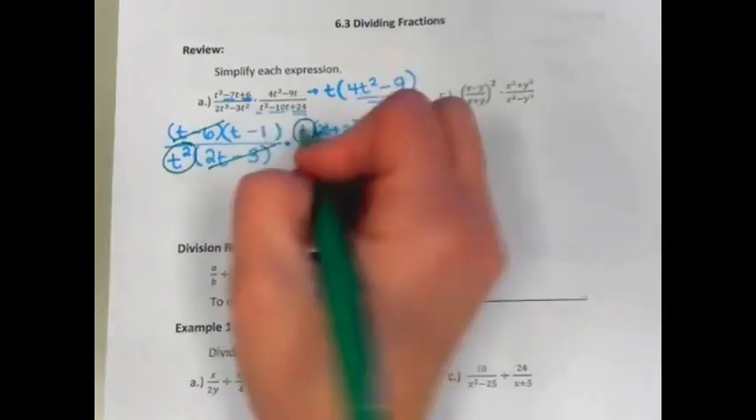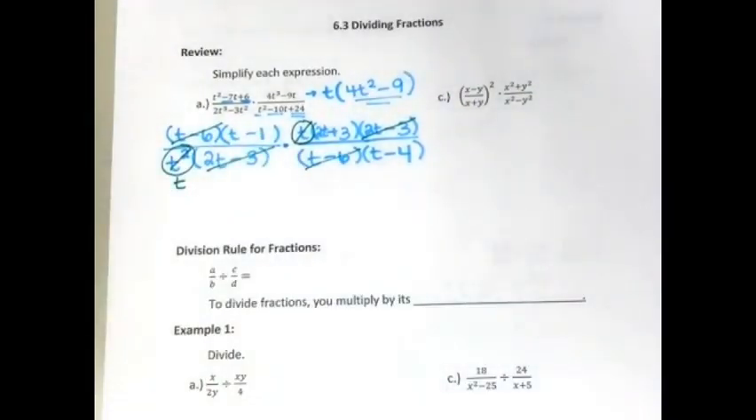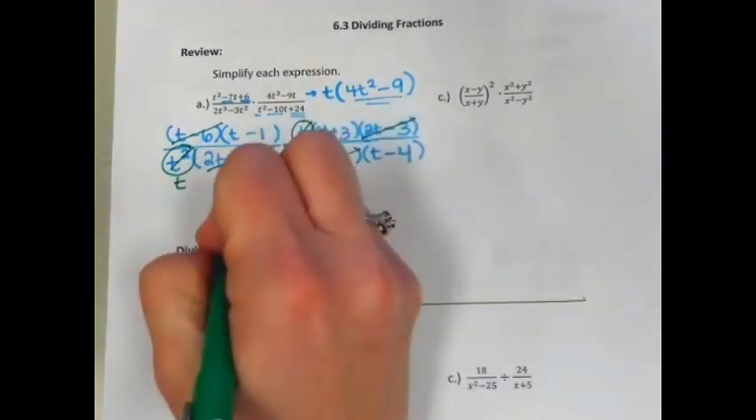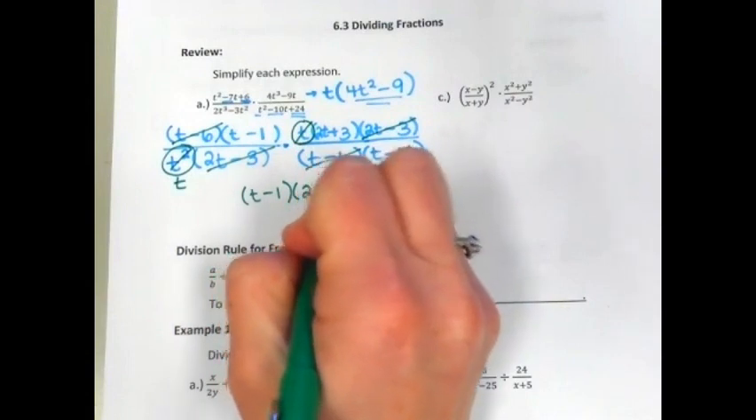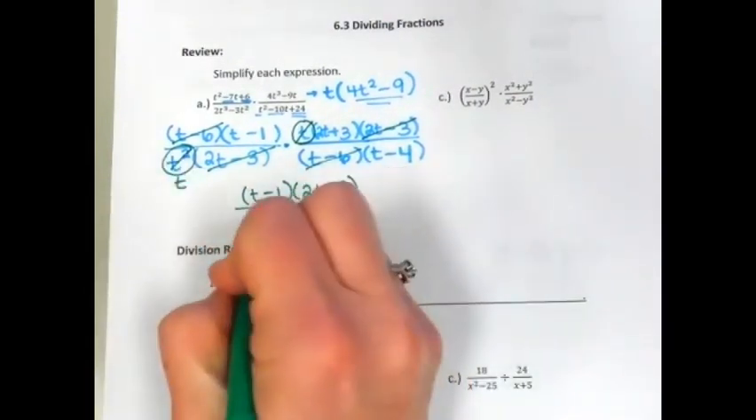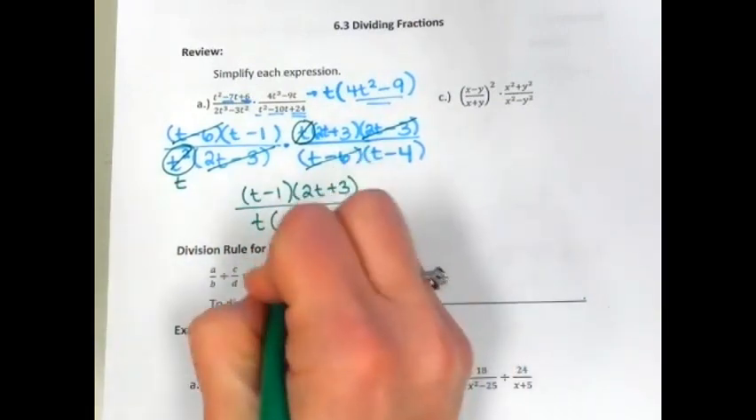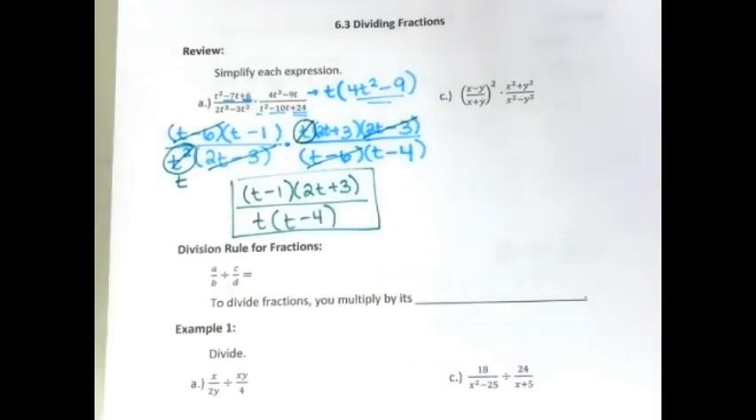Okay, so that will cancel out and I'll be left with 1 down here. Okay, so now in the numerator, what do I have left? I have T minus 1 times 2T plus 3 over, we have a T and we have a T minus 4. And this would be our simplest form.